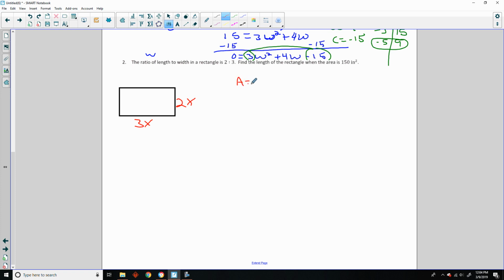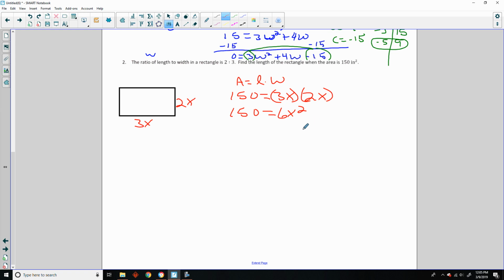So area equals length times width. The area is 150. The length is 3x and the width is 2x. So 150 equals 3 times 2, x times x, and we have 150 equals 6x squared. Now, since we don't have a linear term, we can do this a couple of different ways. We could bring this 150 over and make it our constant.